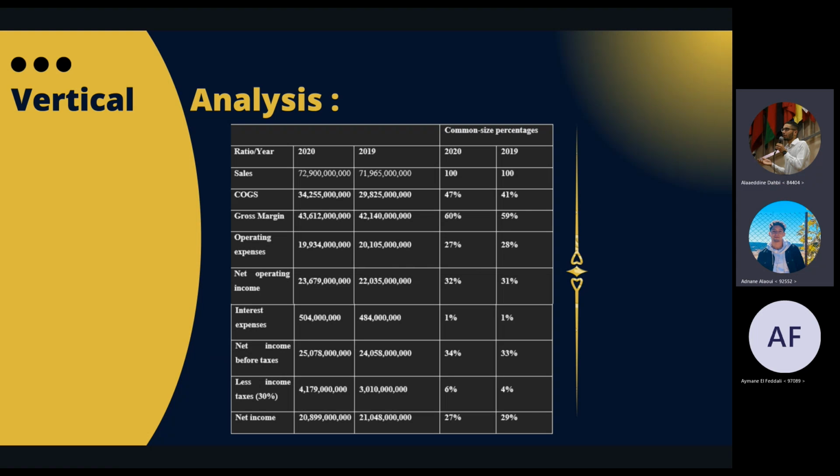Thank you, Alauddin. For the vertical analysis, we can interpret it as the gross margin, operating expenses, net operating income, interest expense, the net operating income. The net income remained a relatively equal representation with respect to sales, but for the cost of goods sold and the income tax, it changed heavily. Also, the accounts that represented the largest portion in both 2019 and 2020 are the cost of goods sold, the gross margin, and the net income before taxes.